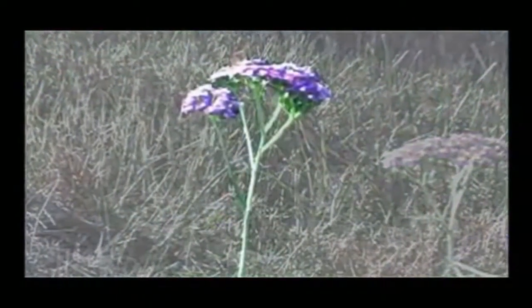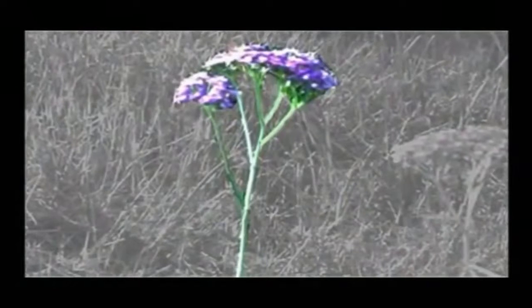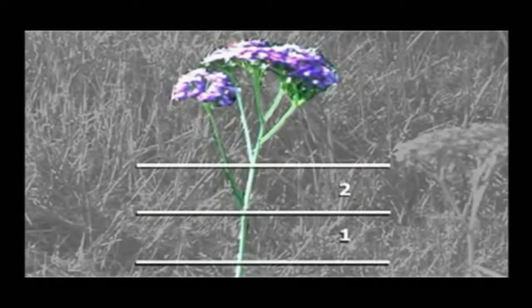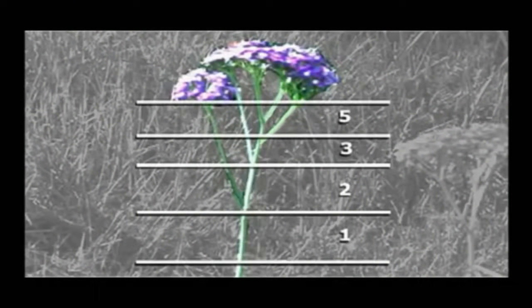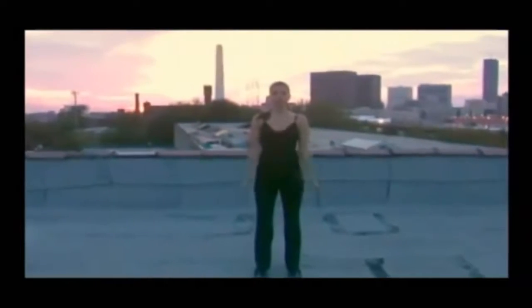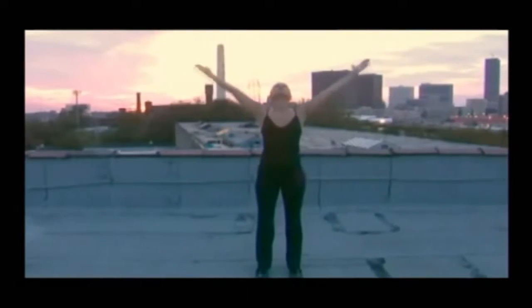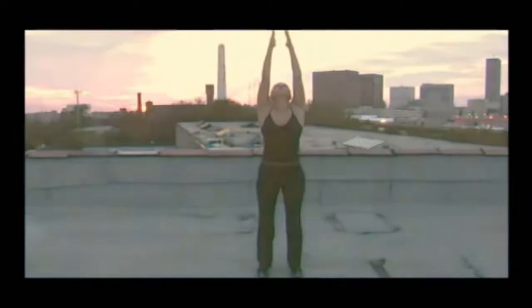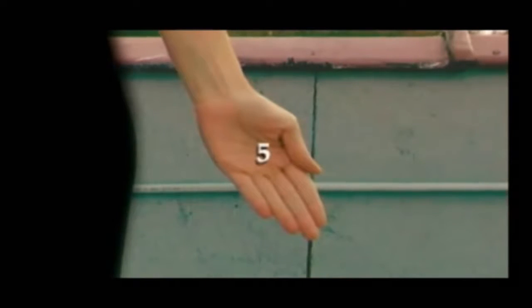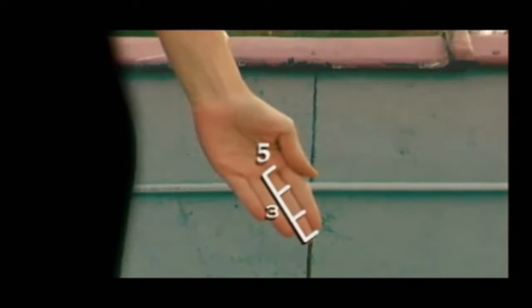In this example, notice how from stem to tip, it subdivides 1, 2, 3, and 5. In the human body, we find a Fibonacci branching pattern as well. 5 appendages encompassing legs, arms, and head. 3 subdivisions within the arms and legs. 5 subdivisions off the hands and feet, and 3 subdivisions in the fingers and toes.